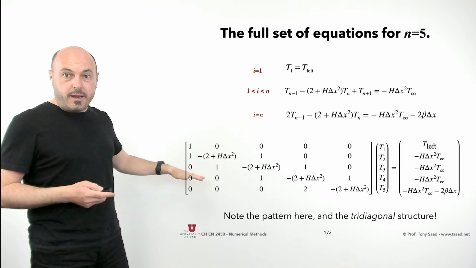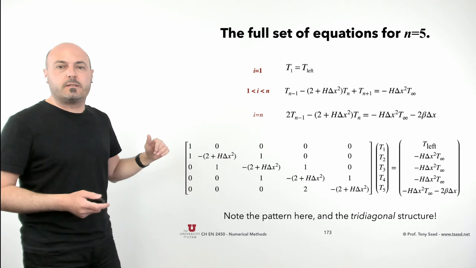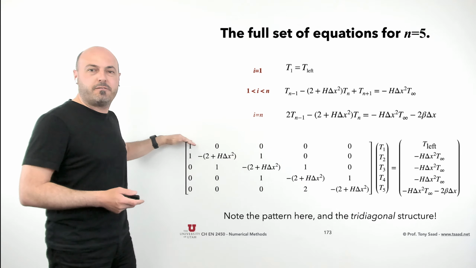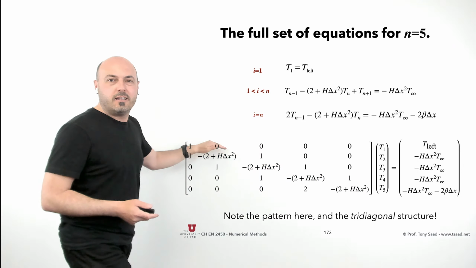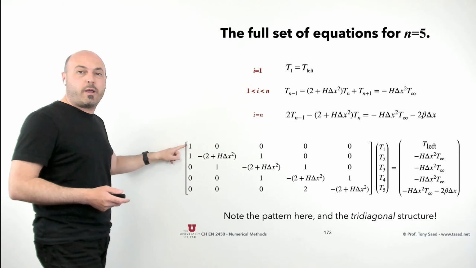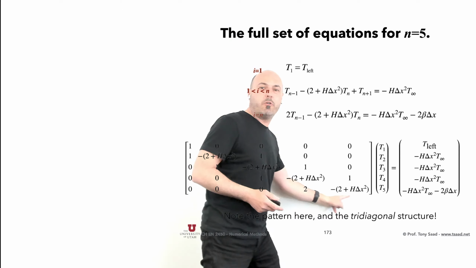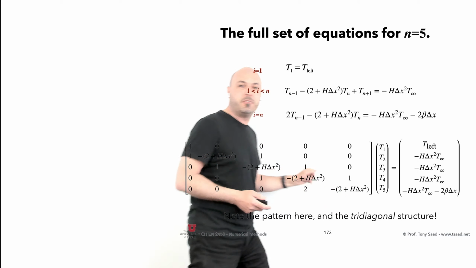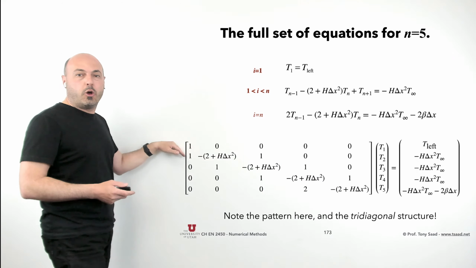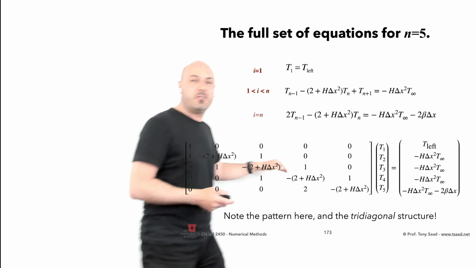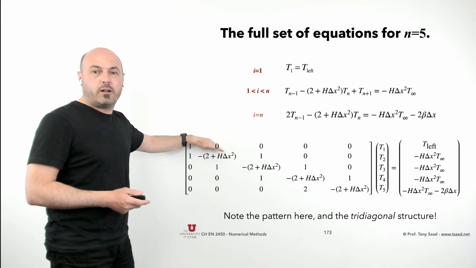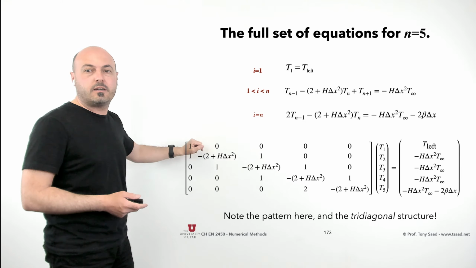Now, in matrix form, always write in matrix form, it's easier. It looks like this. Again, we have the 2 plus h delta x squared everywhere on the main diagonal. Now, in the Dirichlet condition, we had 1 over here and 1 over here. Right now, we don't have 1 over here. For the lower diagonal, we have 1s everywhere except this entry, there's a 2. And up here, we have 1s everywhere except 0 over here, so this didn't change.